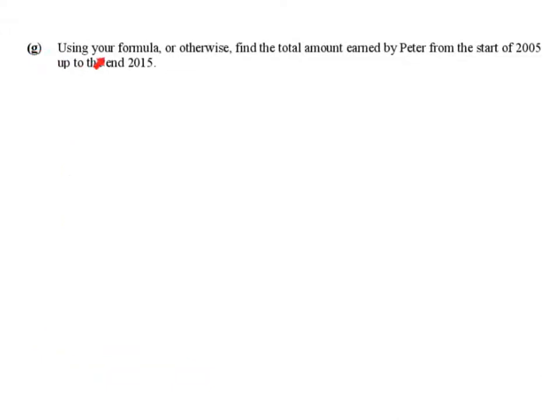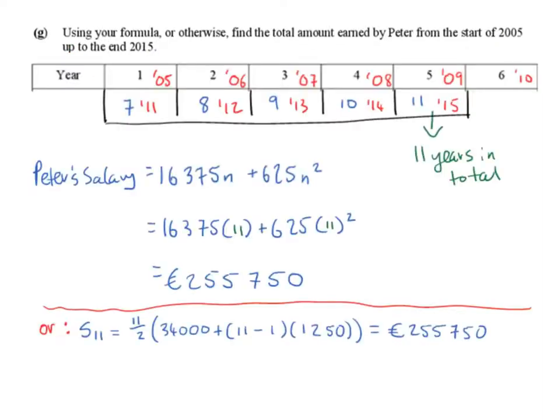Part G. Using your formula or otherwise, find the total amount earned by Peter from the start of 2005 up to the end of 2015. So we know that from 2005, 2006, 2007, 2008, 2009, 2010, 2011, 2012, 2013, 2014, 2015, there are 11 years in total. So 1, 2, 3, 4, 5, 6, 7, 8, 9, 10, 11 years in total.